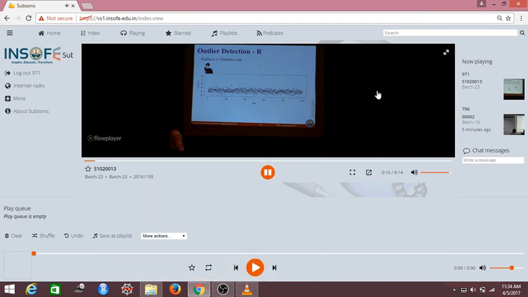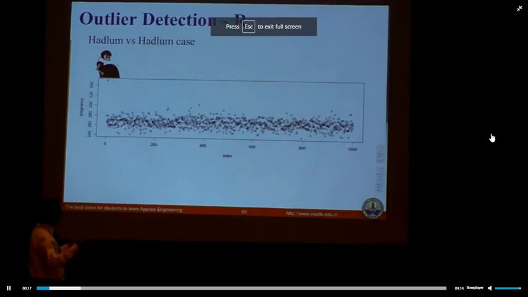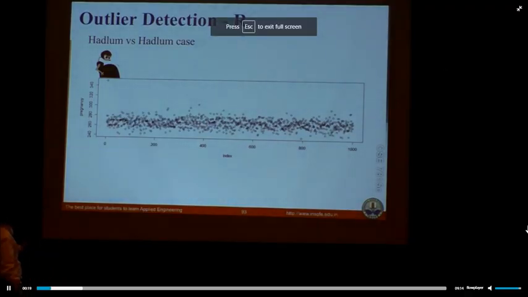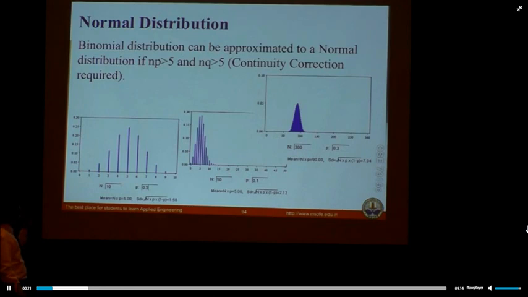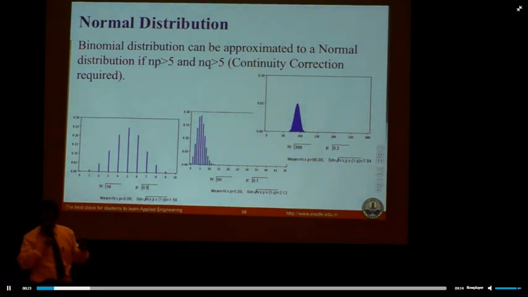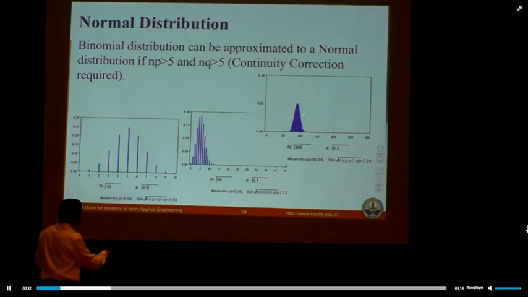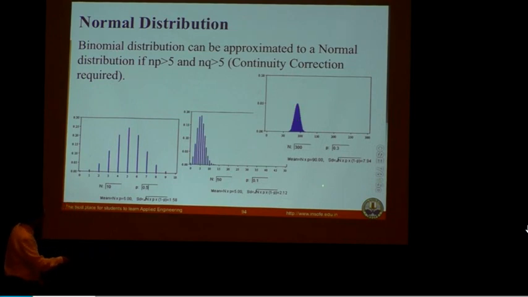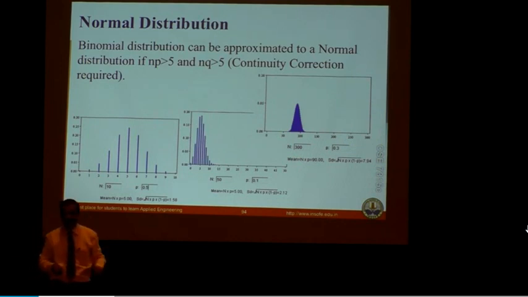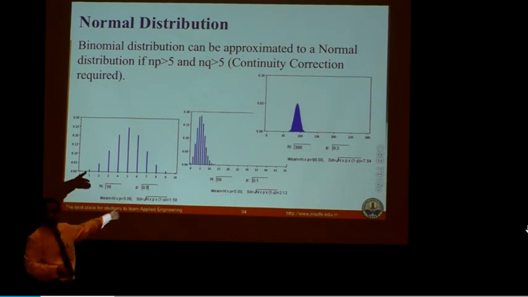We will see some more when we talk about linear regression, some other ways of identifying outliers. Just a couple of things. Discrete distributions can be approximated to continuous normal distribution. We saw that with the binomial demo. The rule is if NP is greater than 5 and NQ is greater than 5, then a binomial distribution can be approximated to a normal distribution.